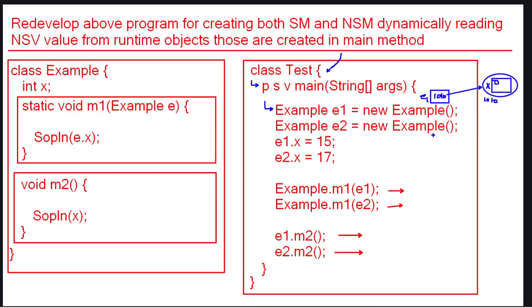Okay? Next, the e2 variable is created. Then the object is created with reference 2020. The x variable memory is created with what value? 0. 2020 is stored, e2 pointing to it.